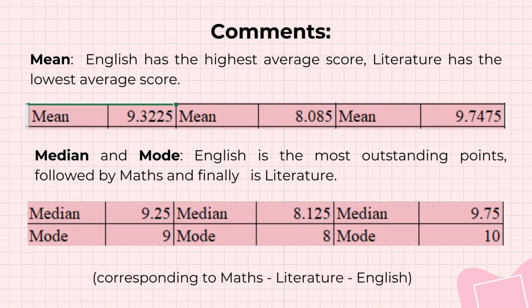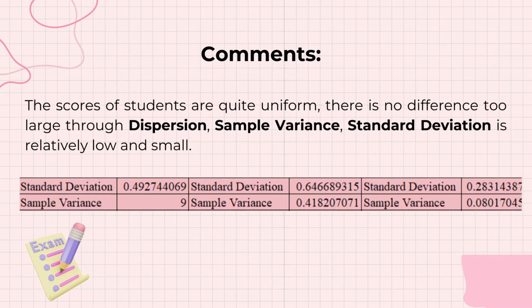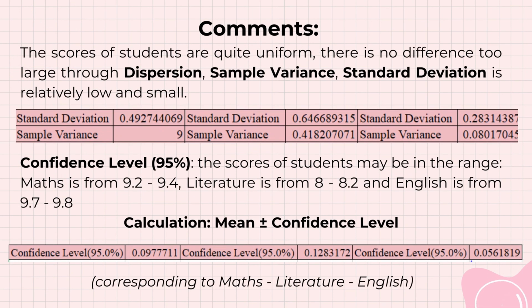For median and mode parameters, we see English with the most outstanding points, followed by maths, and finally literature. In addition, the students' scores are quite uniform. There is no difference too large through the parameters. Dispersion, sample variance, and standard deviation are relatively low and small.